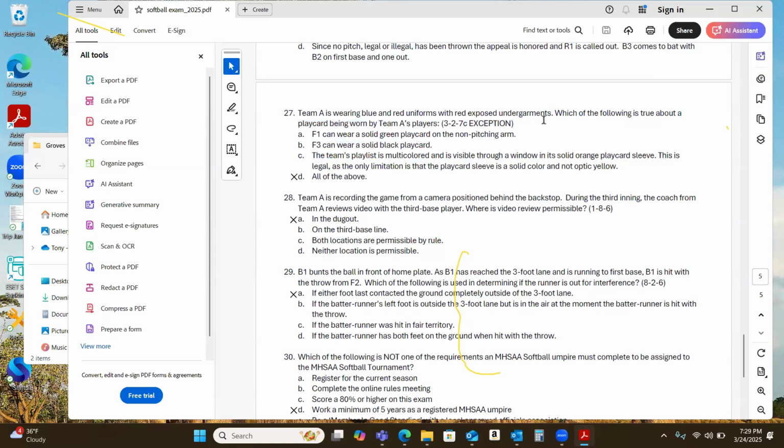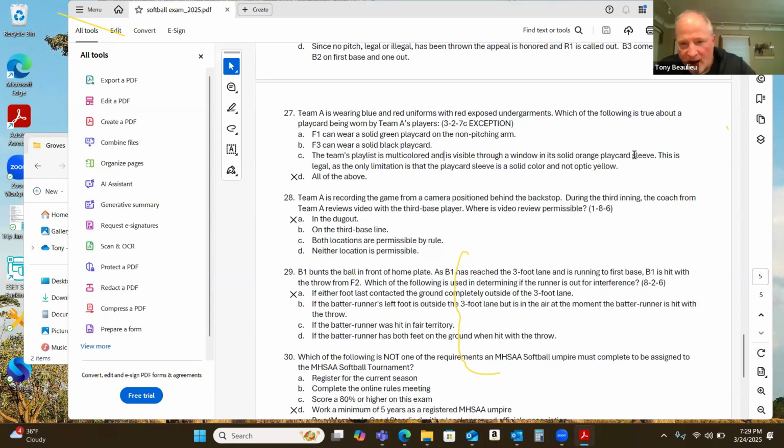Okay, thank you. F1 can wear a solid green play card on the non-pitching arm. F1 is the pitcher, by the way. F3 is the first base person. They can wear a solid black play card. So what they're saying is that the play cards don't have to be the same, but they have to be a single color and not a bright yellow.